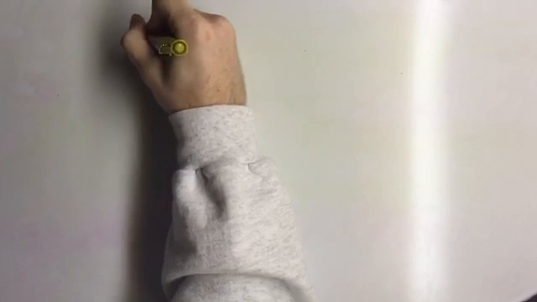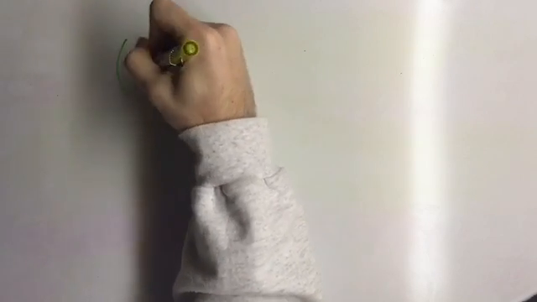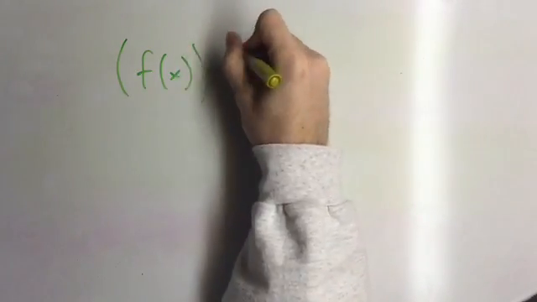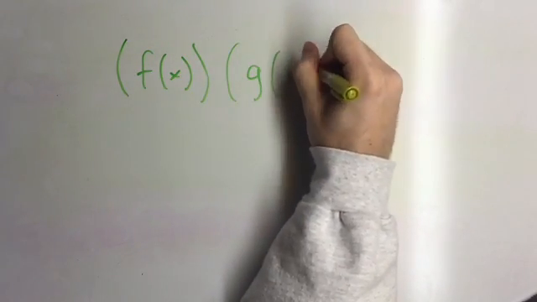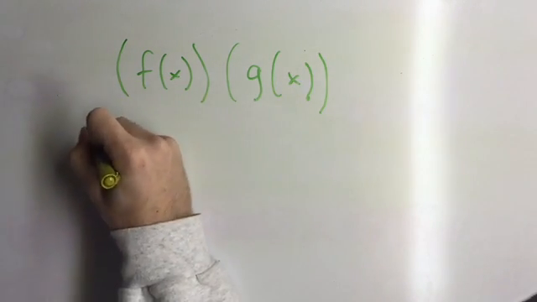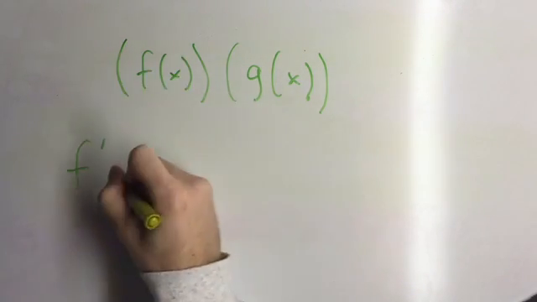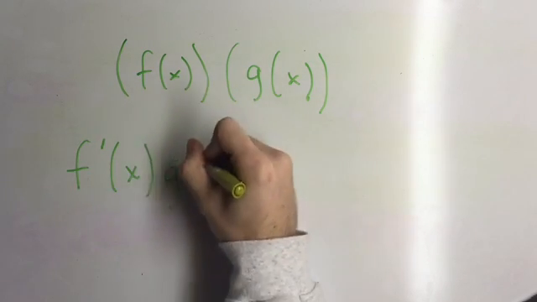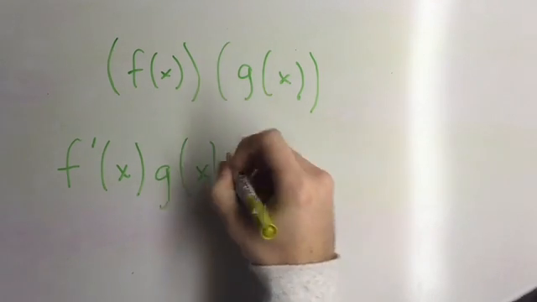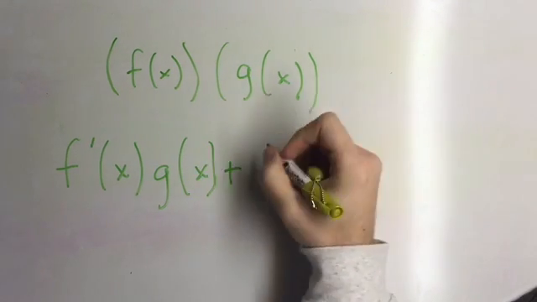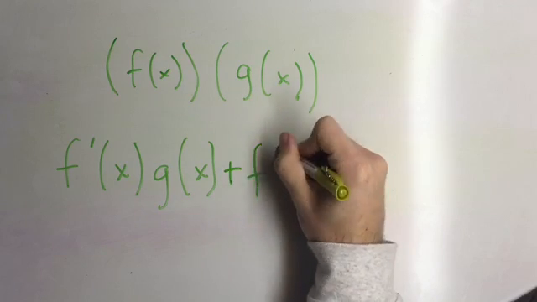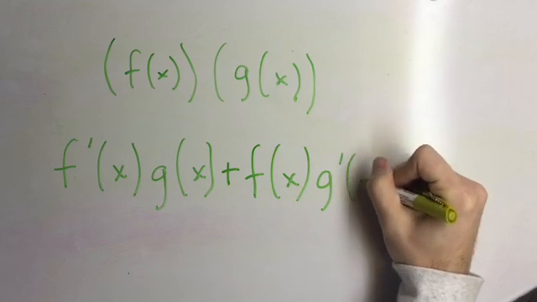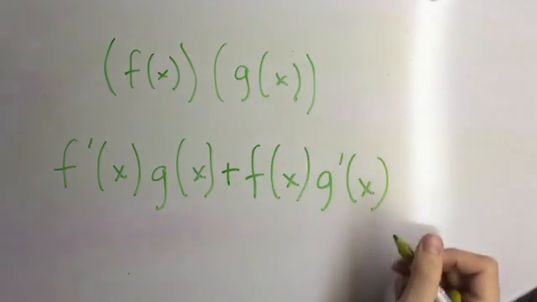Alright, I'm going to show you how to derive a function using the product rule. So you'll have two functions, f of x times g of x. What you're going to do is take the derivative of the first function, f of x, and multiply it times the original g of x function. And then you're going to add that to the original f of x function times g prime of x, which is the derivative of g of x.